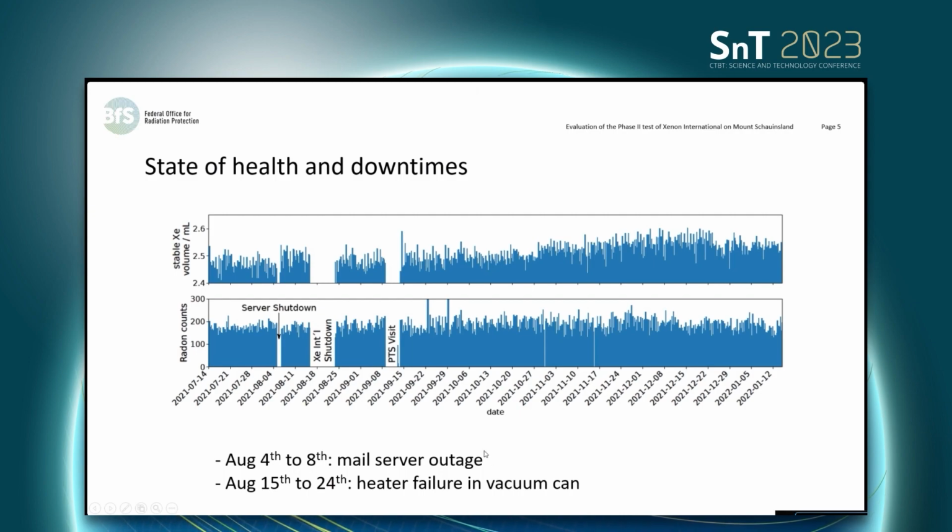You can see this smaller gap in the data, and then there was a failure in the heater inside of the vacuum can, which accounted for an 8-day outage. That was not the best planning regarding what spares we had on site. But after that, the system ran pretty well.